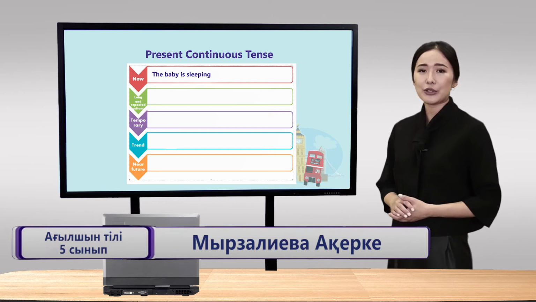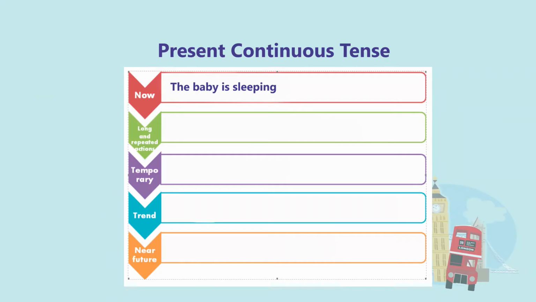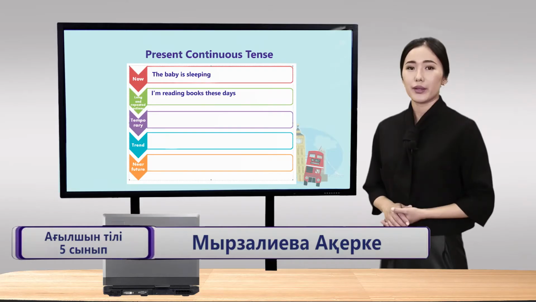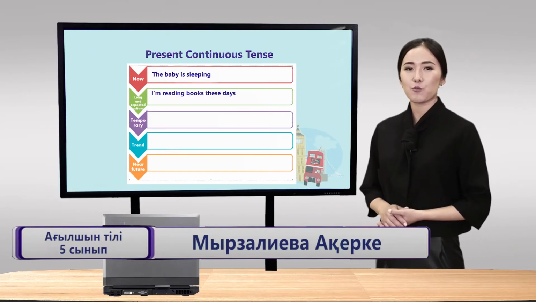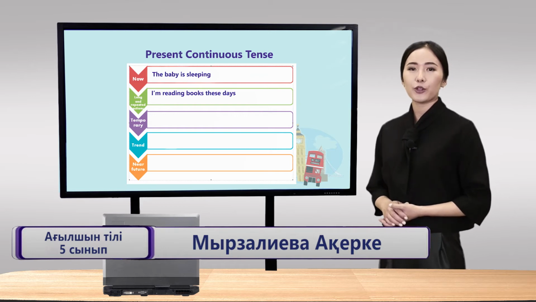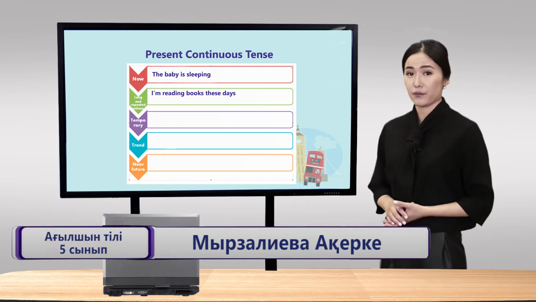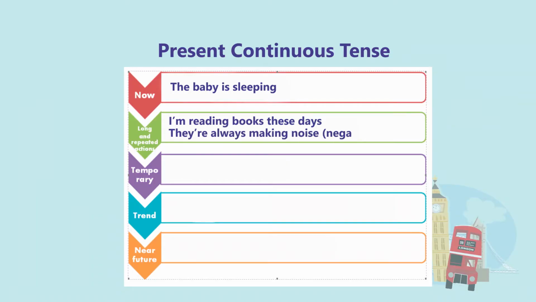The next is that the present continuous tense is also used to describe a longer action in progress. For example, I'm reading books these days. There is also one slightly more advanced way in which we can use this tense. Let's look at what it is. This way is to talk about some kind of repeated action, but it's usually something negative. For example, if you say they are always making noise, that's a negative remark. So we can use always in this context with present continuous tense.